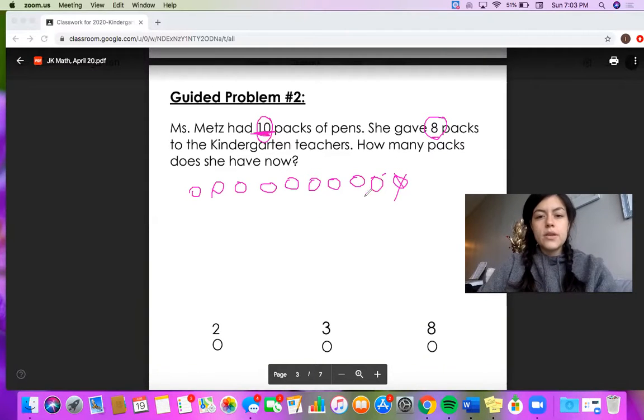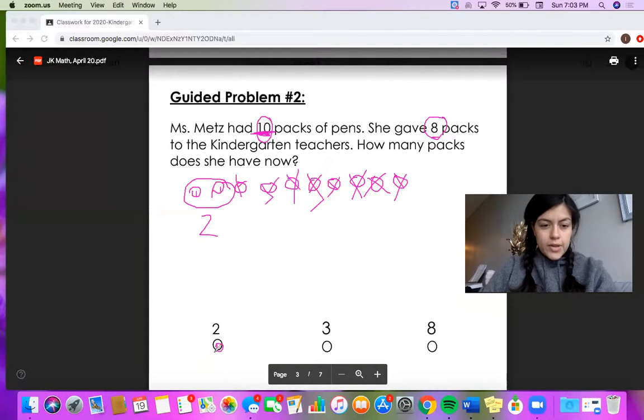1, 2, 3, 4, 5, 6, 7, 8. All right. And whatever isn't crossed out must be what's left. How many are left, girls? 1, 2. 2 are left. So we can circle 2 here, and we're ready to write our equation.